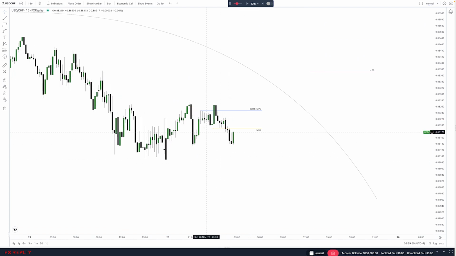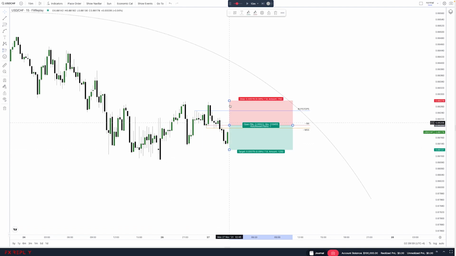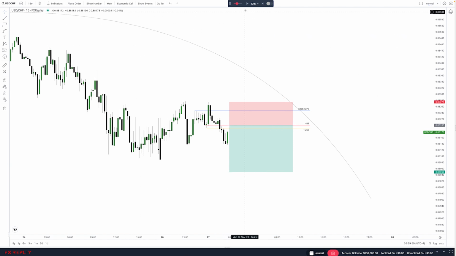So as you can see, we raided the buy stops residing above this high. We created a market structure shift indicating that we want lower prices. So what we can do now is enter at the bearish breaker. So we will put a sell limit right here and our stop loss above this high. And let's aim for a 1 to 2 risk reward ratio. Okay, let's see what happens.